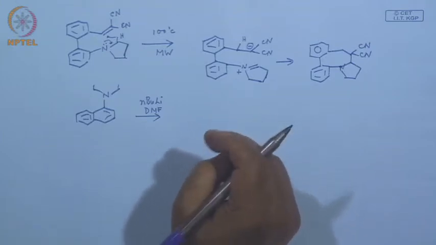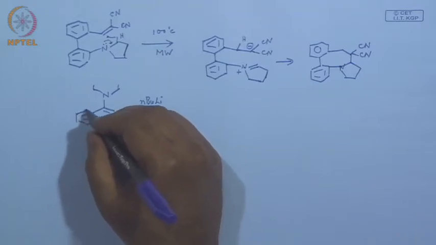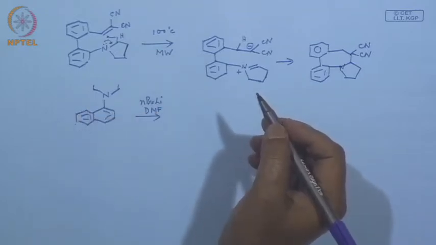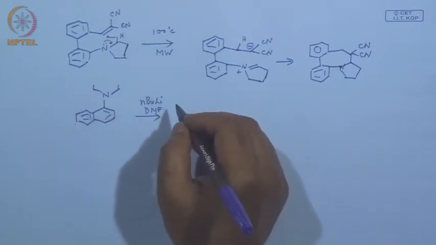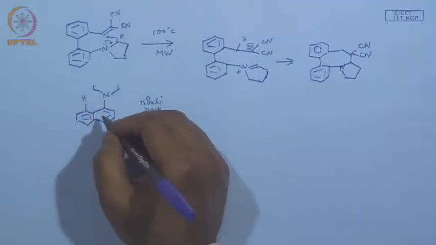What is going to happen? CHO, introduction of CHO. But at which position? It says 1, 2, 3, 4, 5, 6, 7, 8. Position 2, that is actually, had it been methoxy, normally the reaction takes place at the 2 position. But you have an option here, this is the peri position.